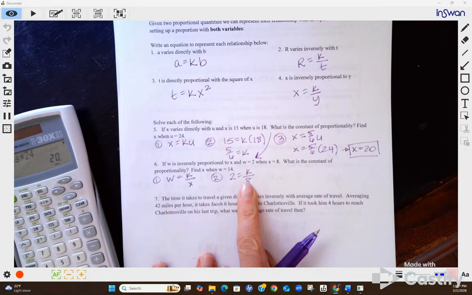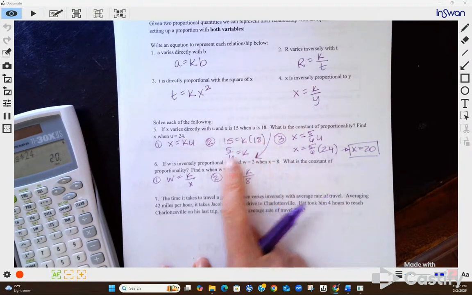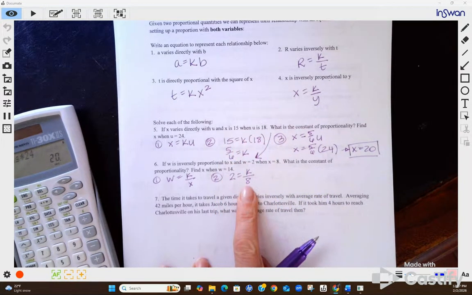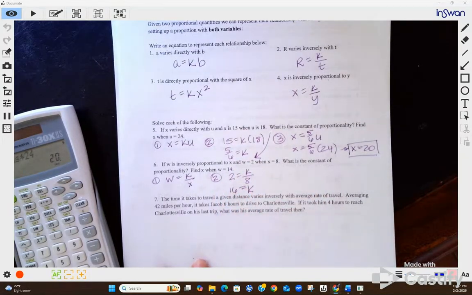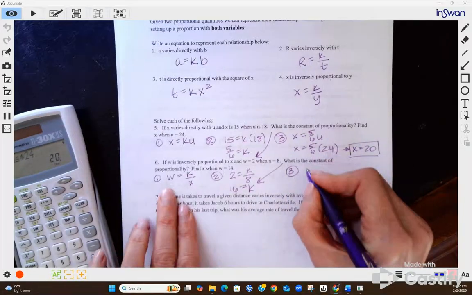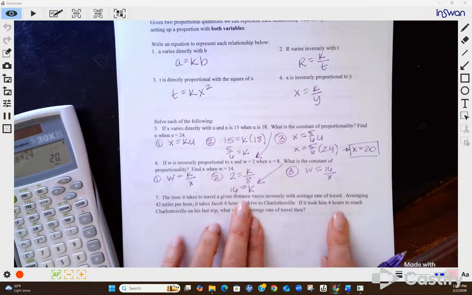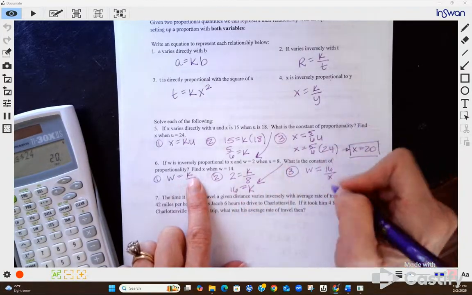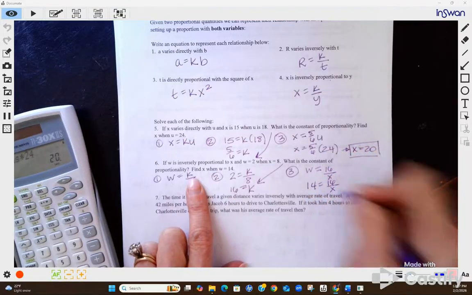So here I'm going to do the opposite. I'm going to multiply both sides by 8 because when it's multiplication and you move it, you divide. When it's divided, you do the opposite, you multiply. So 2 times 8 is 16. 16 is the constant of proportionality. And then in this formula, I don't need to use K anymore. I can use 16. That will help me answer the question, what is X when W is 14?